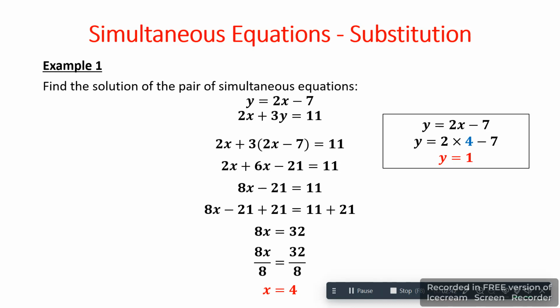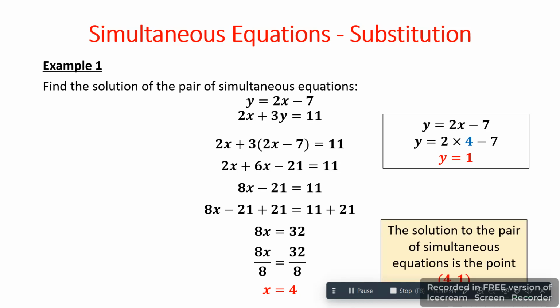And we've solved the equation. We know the solution to the pair of simultaneous equations is the point 4, 1. The x value is 4 and the y value is 1. Now notice I've written it as a coordinate because that is the solution to the equation. And let me explain with the graph.